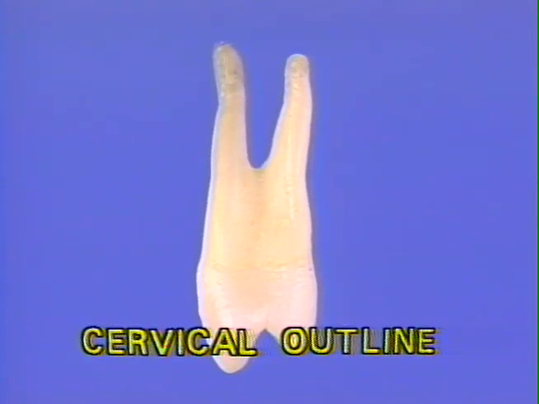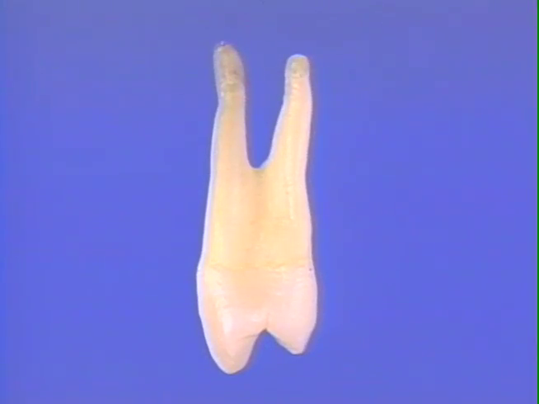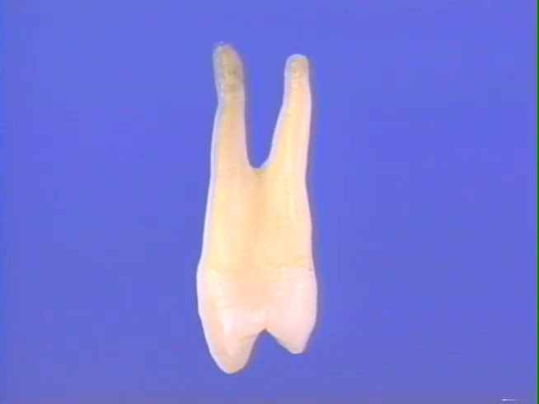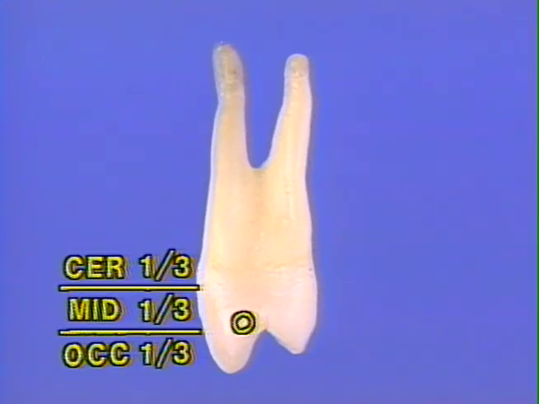Cervical outline. The cervical line may either be regular or irregular and convex toward the occlusal. The curvature is less than that seen on anterior teeth. Contact area. The mesial contact area is roughly circular in shape and is located at the junction of the occlusal and middle thirds, offset to the buccal.